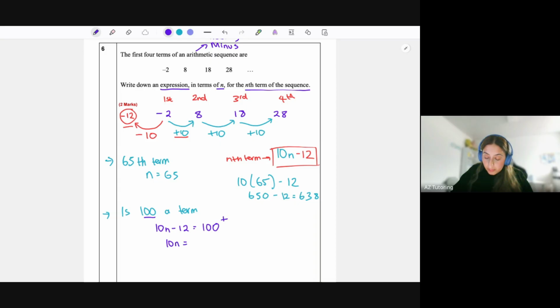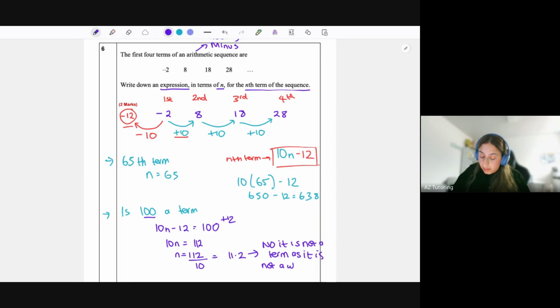10n equals, I'm going to plus 12, 112. n equals 112 divided by 10, which is 11.2. No, it is not a term, as it is not a whole number. So it can only be a term if the number is a whole number. Okay.